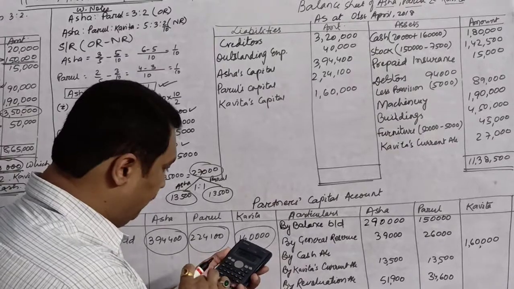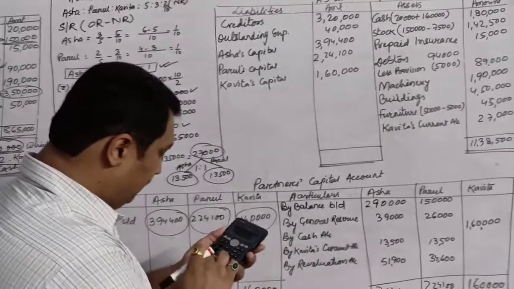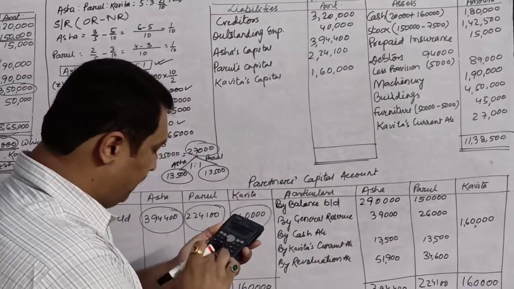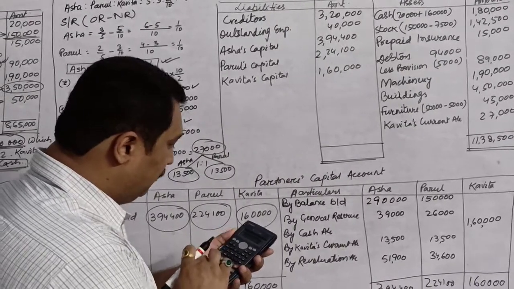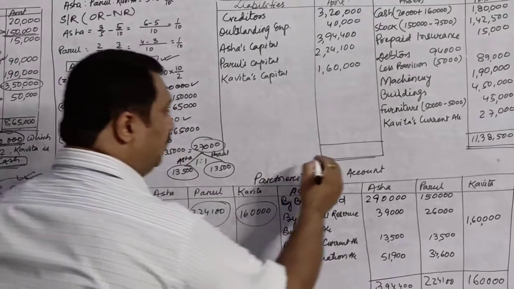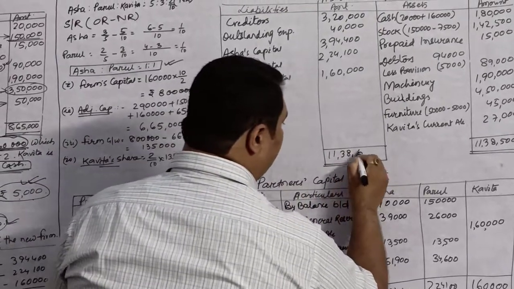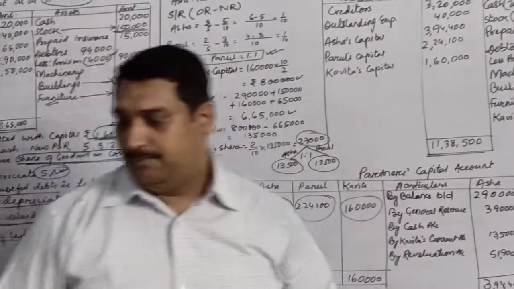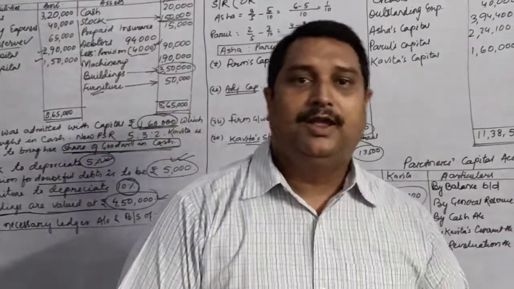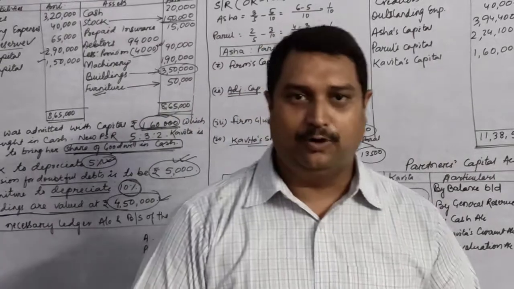Now we will do the liability side total. 3,20,000 plus 40,000 plus 3,94,400 plus 2,24,100 plus 1,60,000. It is also 11,38,500. Children, I hope this particular example will help you in solving the sums related to hidden goodwill.